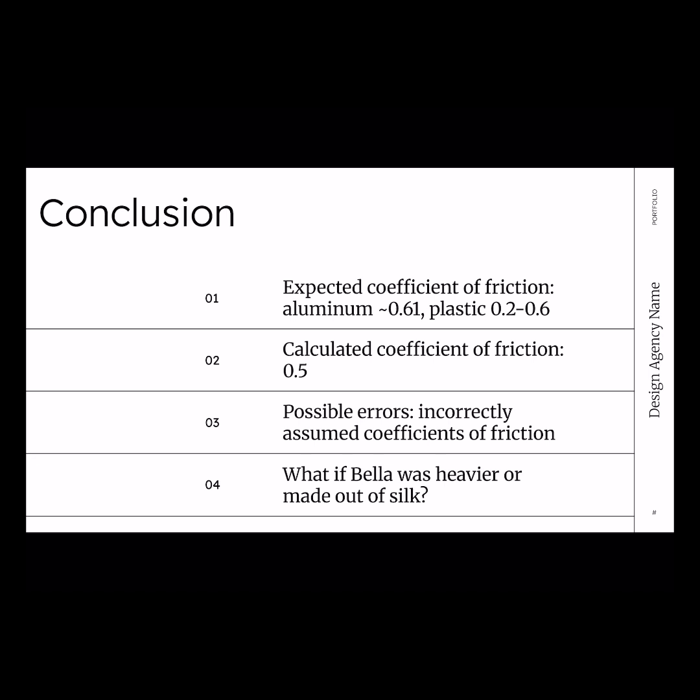And then some what-if questions I came up with was what if Bella was heavier or made out of silk? So the first part is actually a trick question because the mass doesn't matter as you saw in the calculations because mass and g both cancel out. So if she was made out of silk, she would have slid sooner, I think, because silk has a very low coefficient of friction because it's smoother and it would just go faster. And so I think it would have started sliding at an earlier angle.